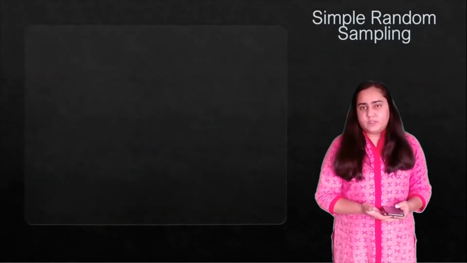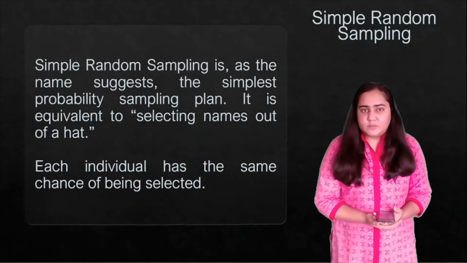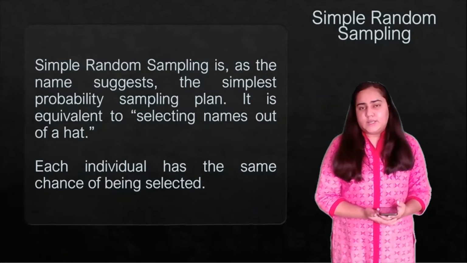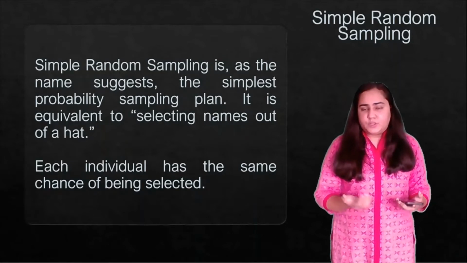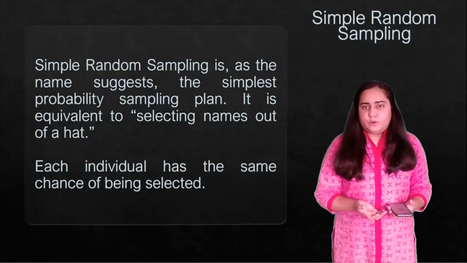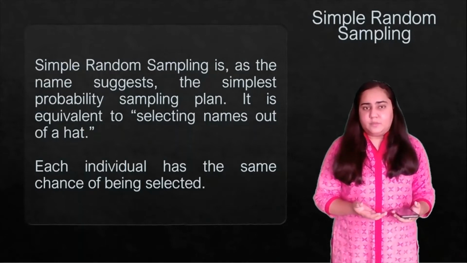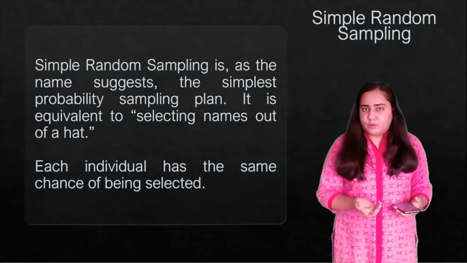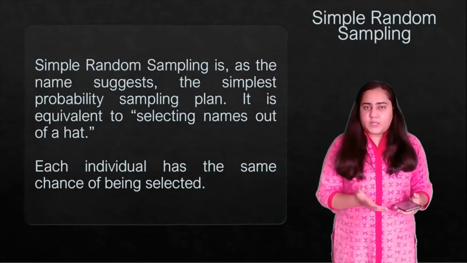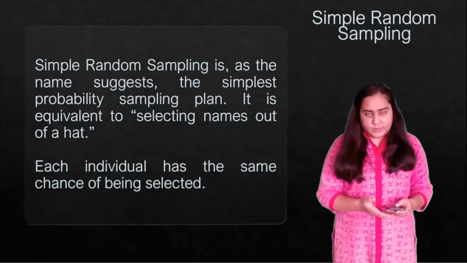The first method is a simple random sampling. A simple random sampling is, just as the name suggests, the simplest sampling plan. This is equivalent to selecting names out of a hat, or just tossing some sort of a coin, or doing any random activity. It's a simple random sample. So here every individual has the same chance of being selected. So if I just go to a crowded place and pick one person, then every person in that crowded place has the same chance of being picked. So that is simple random sampling.